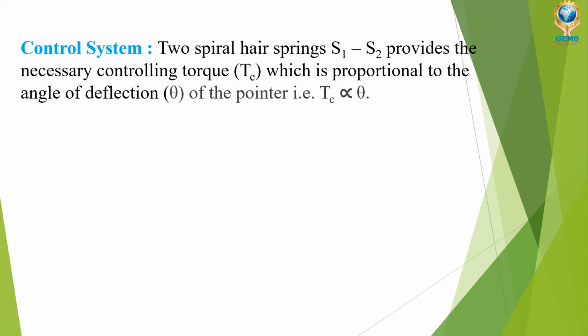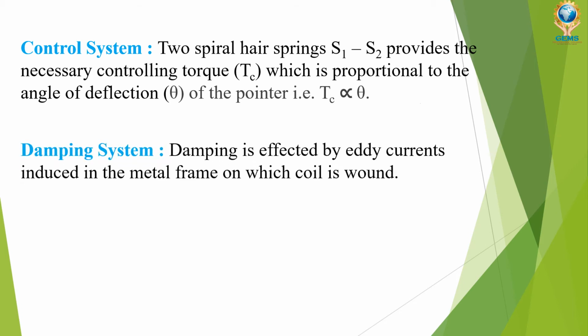Next, if we discuss the control system, two spiral hair springs S1 and S2 provide the necessary controlling torque, that is Tc, which is proportional to the angle of deflection theta of the pointer. Tc is directly proportional to theta. Here we have two springs. And next one is the damping system. Damping is effected by eddy currents induced in the metal frame on which the coil is wound.